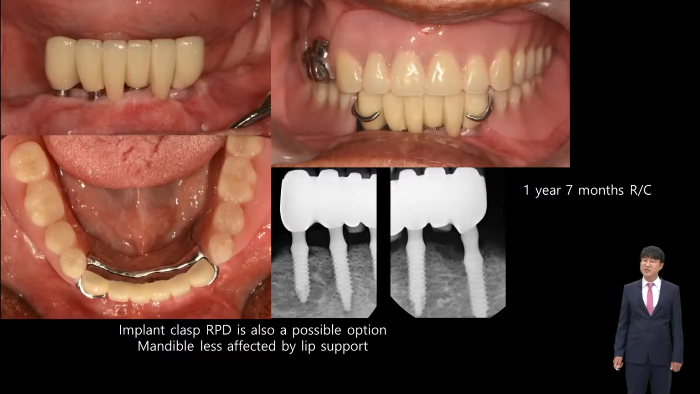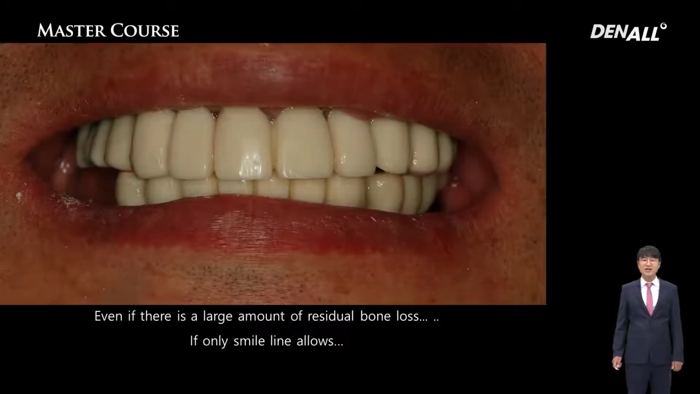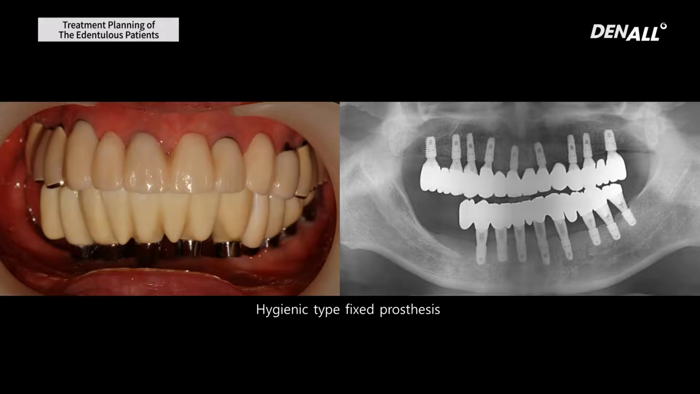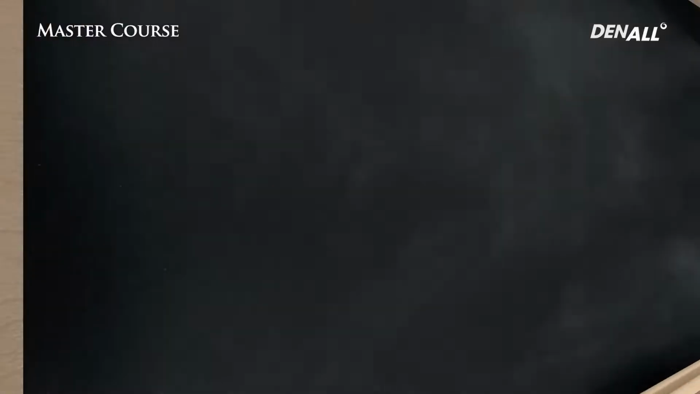It's been 3 years since prosthesis delivery. Recently, I had the patient come back for a recall and the patient was much more plump compared with before, so I thought I had provided my best work even though the conditions were not so favorable. If the patient has low smile line, there are other options. Even though the amount of tissue loss is significant, if smile line is okay, you can use hygienic type fixed prosthesis. It can be a very good option. It can be very favorable for oral hygiene management.